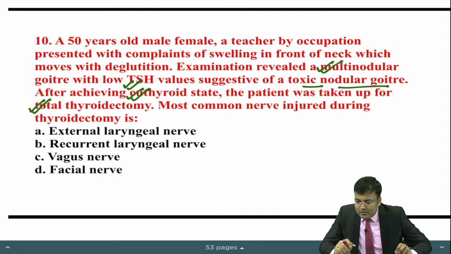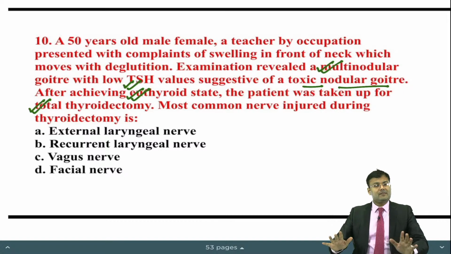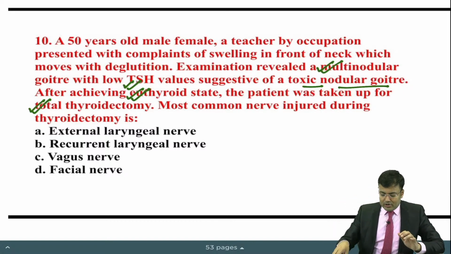Yogi, Arvind, Sushruta, Rosie, Debalina, Prakash, Stella, they say A. Ayushman is saying B. Partha is saying B. So most of you are confused between A and B. See, it's very easy. Let me tell you this simple concept.